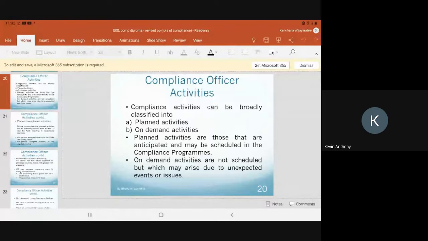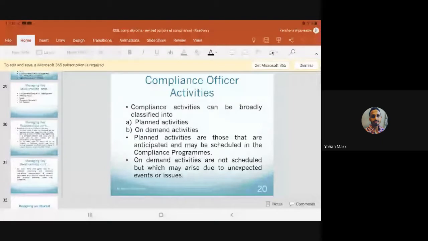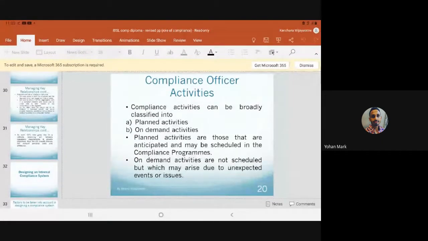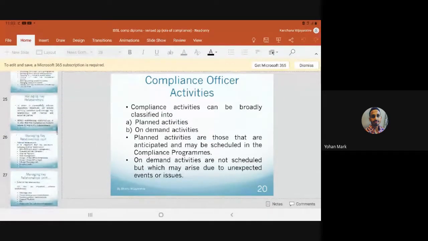Right. So the compliance activities can be broadly classified into two. Now, just tell me, you were all shared a handout in the first lecture, the week before last. How many slides are there in that handout? 31 slides, coming up to managing key responsibilities. Okay, right. Just remind me at the end of the class to ask them to send you the other slides also. Right. Now we are on slide number 20.